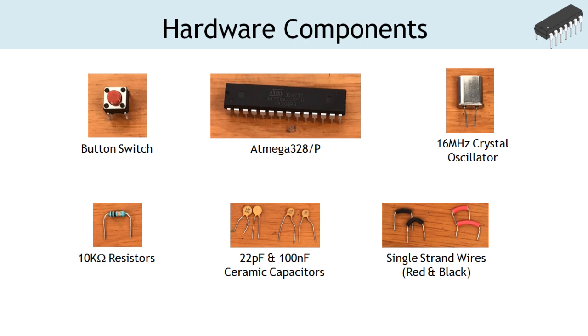Before jumping into the discussion of the circuitry, let's quickly look into the electronic components required for the circuit. We need a 10 kΩ resistor, a 16 MHz crystal oscillator, two 22 picofarad and two 100 nanofarad ceramic capacitors, a button switch, couple pieces of red and black single strand wire, and the microcontroller Atmega 328. The list of the components is provided in the section.